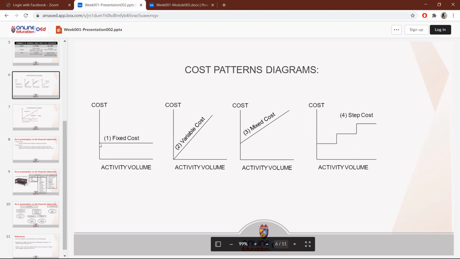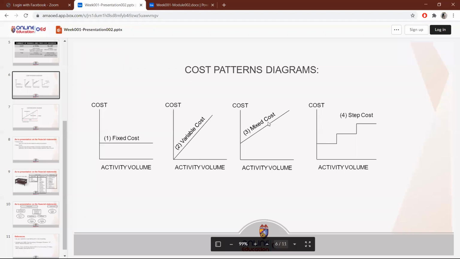So for fixed cost, no matter how many units are produced, the cost stays the same. As you can see, it is a horizontal straight line. For variable cost, as the activity volume increases, the cost also increases. It goes upward. Okay?